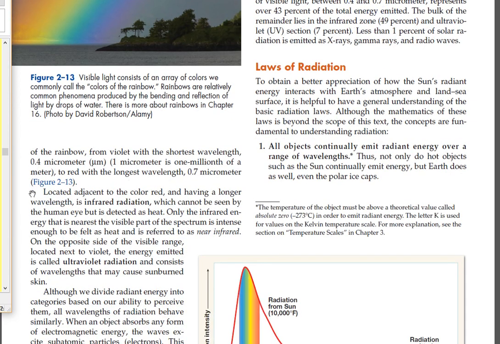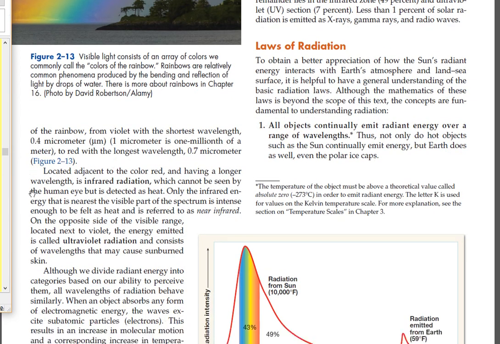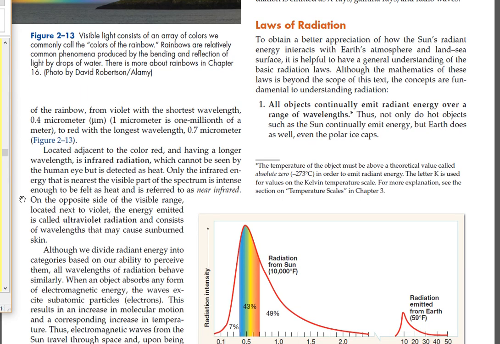Located adjacent to the color red, and having a longer wavelength, is infrared radiation, which cannot be seen by the human eye but is detected as heat. Only the infrared energy that is nearest the visible part of the spectrum is intense enough to be felt as heat and is referred to as near infrared. On the opposite side of the visible range, located next to violet, the energy emitted is called ultraviolet radiation and consists of wavelengths that may cause sunburned skin.